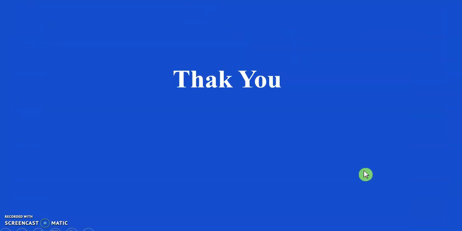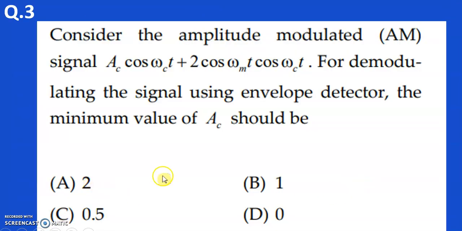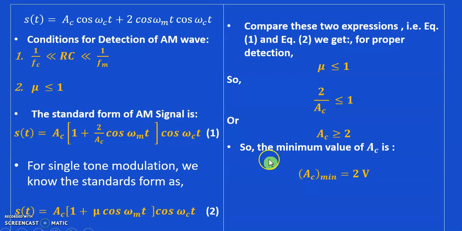So if we go here to find the answer, the minimum value of Ac should be 2 or greater, definitely. But the question asked about the minimum. That's why we get it here: it's greater than or equal to 2.